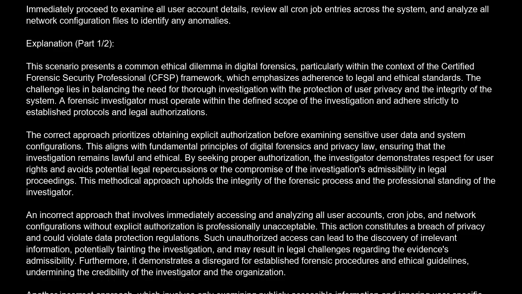An incorrect approach that involves immediately accessing and analyzing all user accounts, cron jobs, and network configurations without explicit authorization is professionally unacceptable. This action constitutes a breach of privacy and could violate data protection regulations. Such unauthorized access can lead to the discovery of irrelevant information, potentially tainting the investigation, and may result in legal challenges regarding the evidence's admissibility. Furthermore, it demonstrates a disregard for established forensic procedures and ethical guidelines, undermining the credibility of the investigator and the organization.